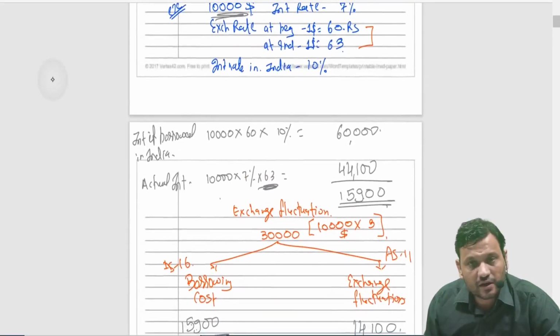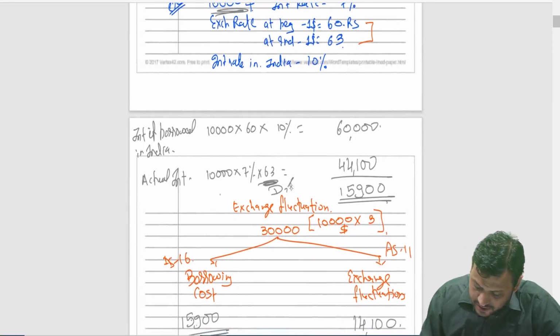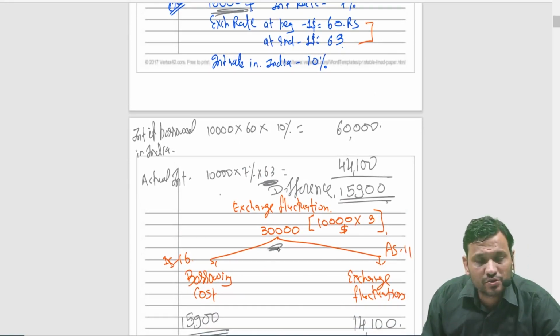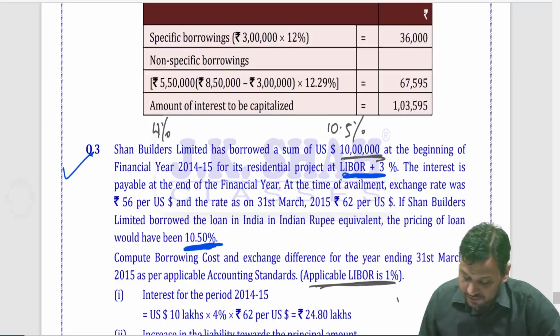Interest if borrowed in India, interest actually paid, you will get the difference. These are the differences. And then whatever is the exchange fluctuation, to the extent of this difference, it will be regarded as borrowing cost. Anything extra over and above it will be regarded as exchange fluctuations.